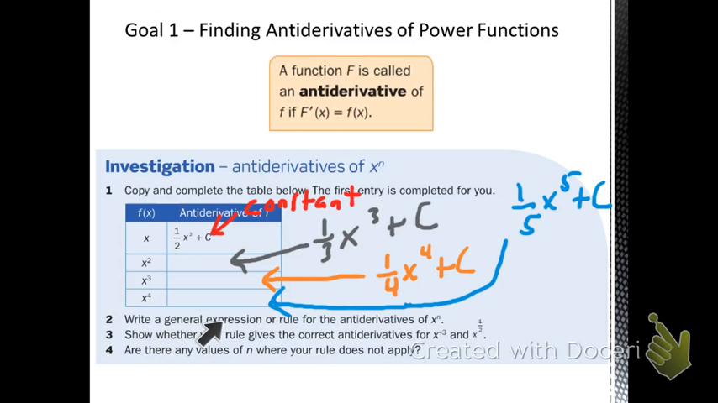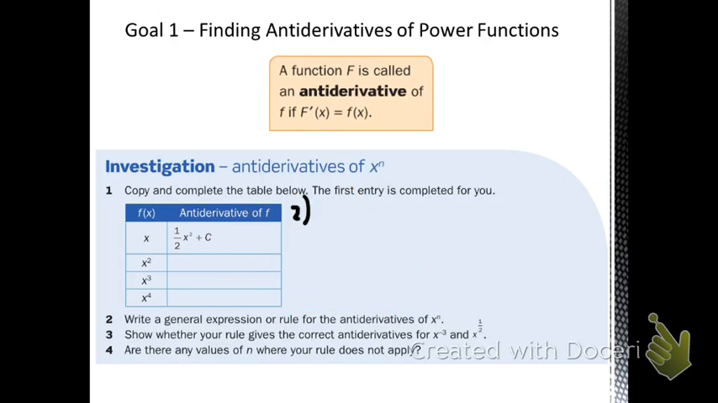I want you to write a general expression or rule for the antiderivatives of x to the nth power. In other words, tell me what the antiderivative of x to the nth power would be, using that pattern that you just followed. Let's see what you came up with.